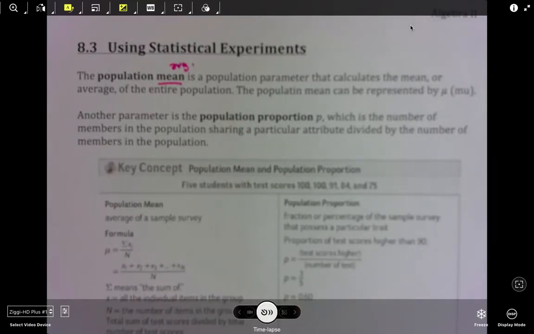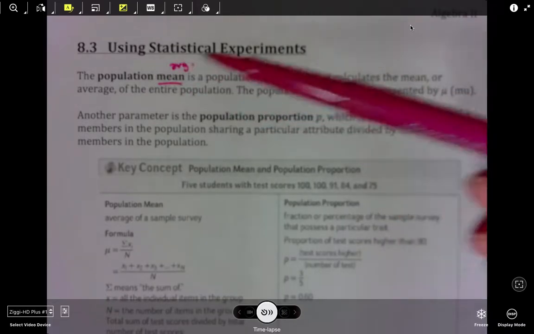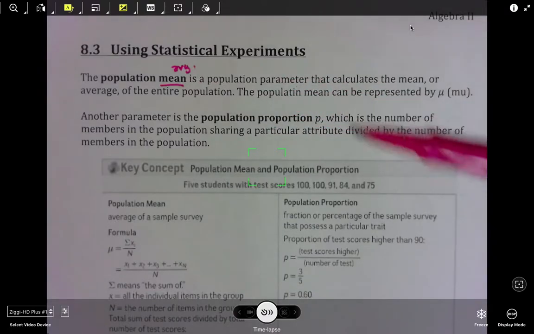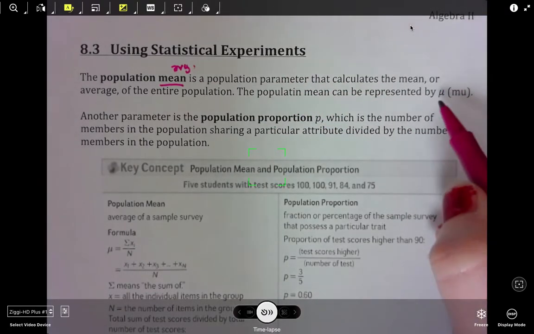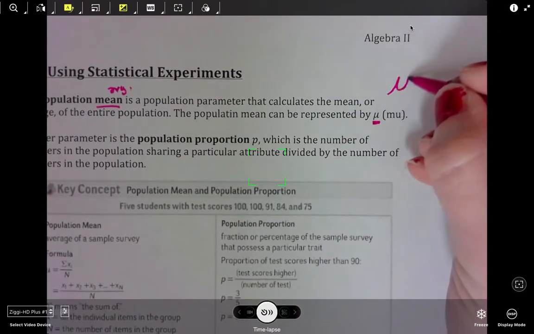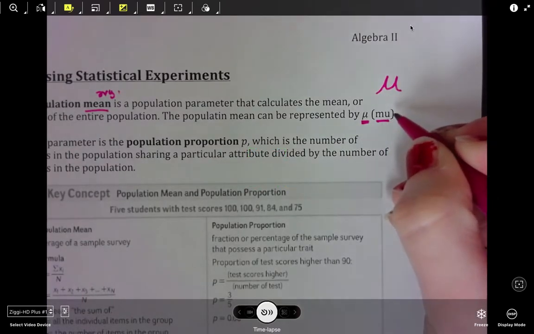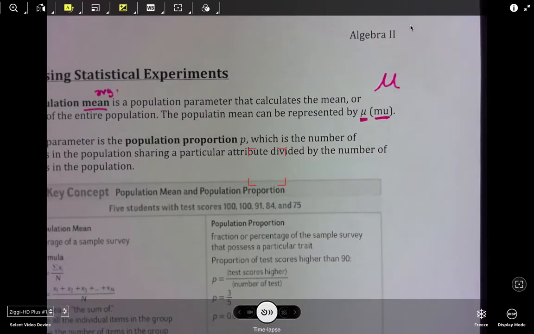So whenever we talk about calculating the average or the mean, we're talking about adding them all together and dividing by the number of numbers there are. So the population mean is the population parameter that calculates the mean or the average of the entire population. And population mean is represented by this little symbol. Here's what it looks like drawn out. It kind of almost looks like a W, but it's a cursive U, and that's pronounced mu. It's kind of a weird thing, but that's what we use to talk about average.